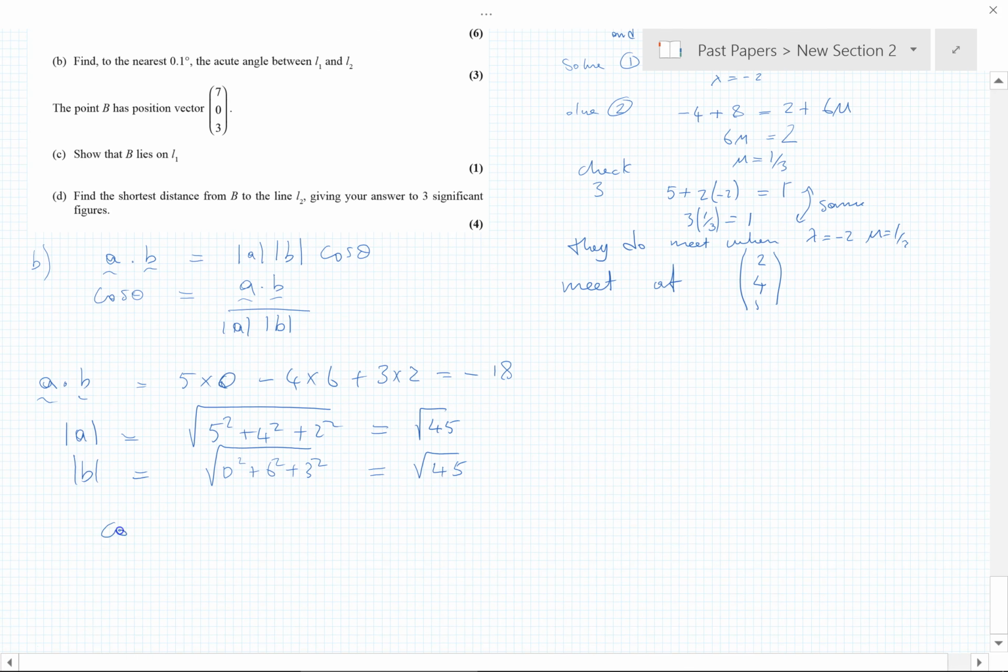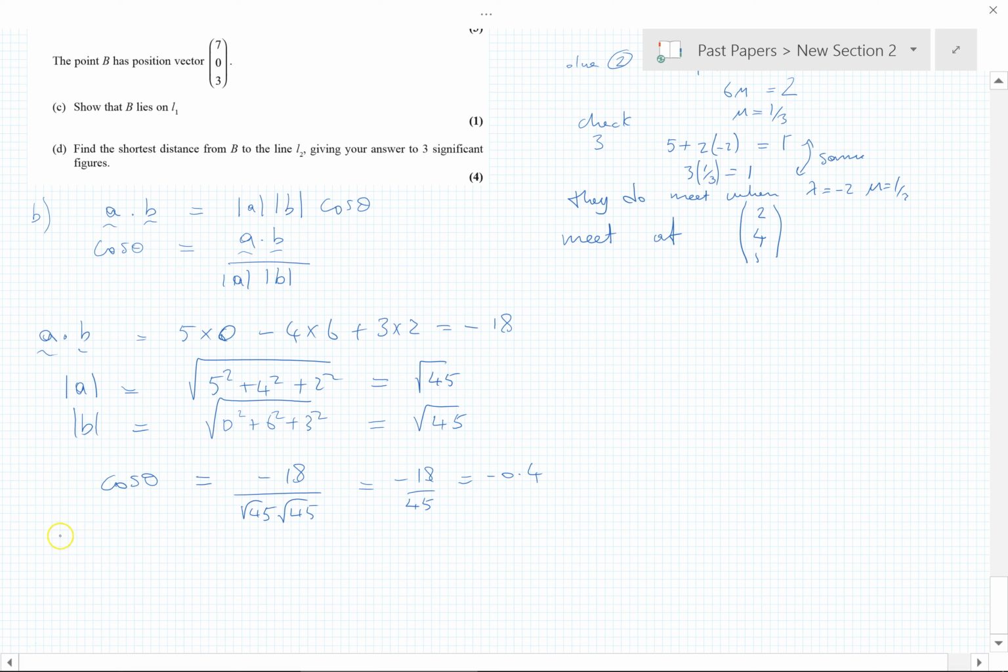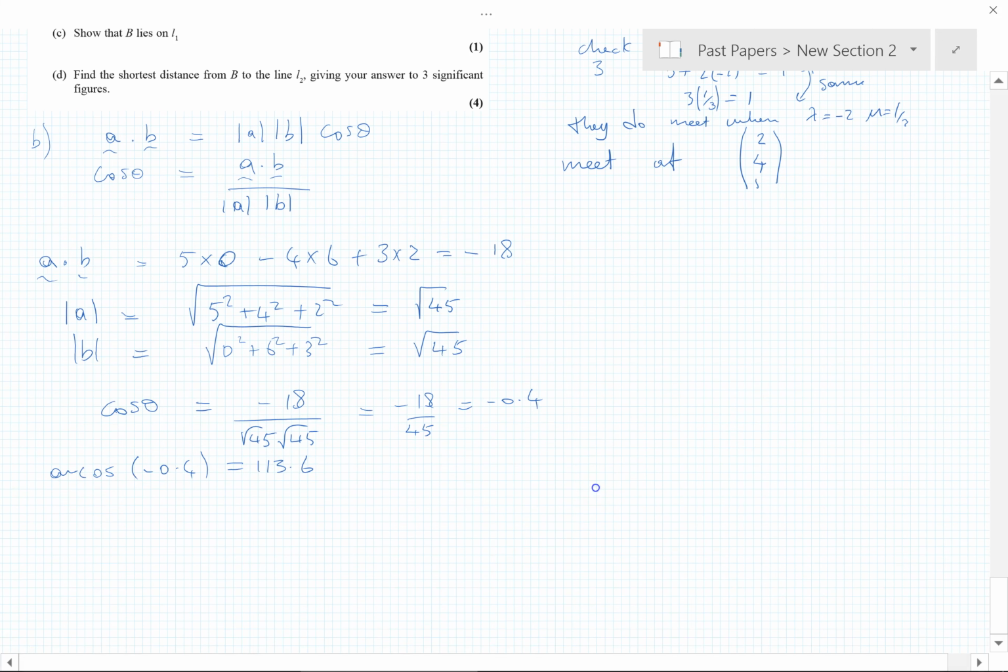So we have cos theta is equal to minus 18 over the square root of 45, the square root of 45. So that's minus 18 over 45, which is minus 0.4. So if I do the inverse cos or arc cos of minus 0.4, when I do that, I get 113.6.